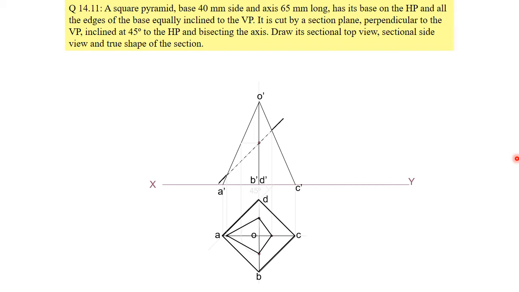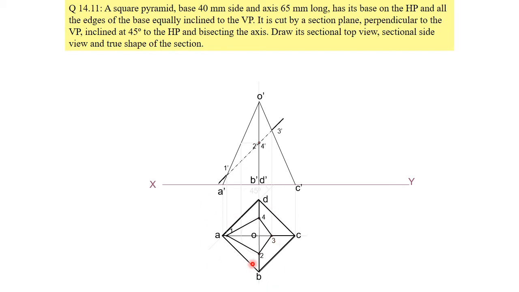Join all these cutting points, the intersection points. We need to hatch and darken the section. This is the sectional top view, and the section area, the cutting area, needs to be hatched.